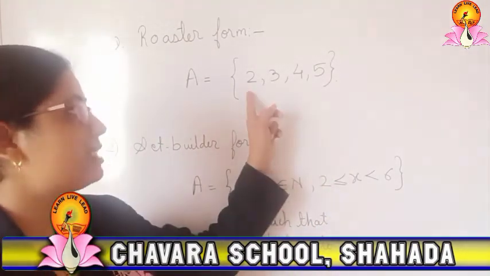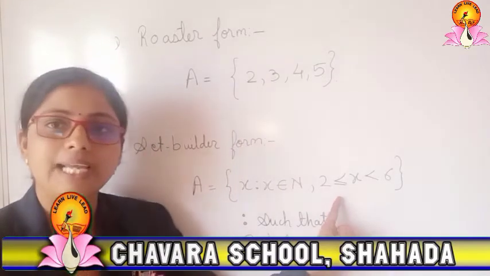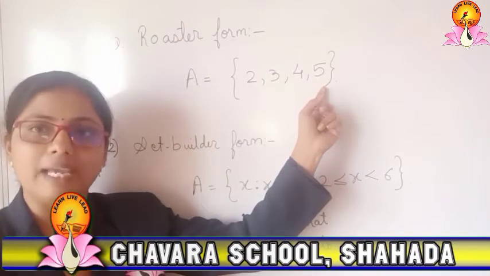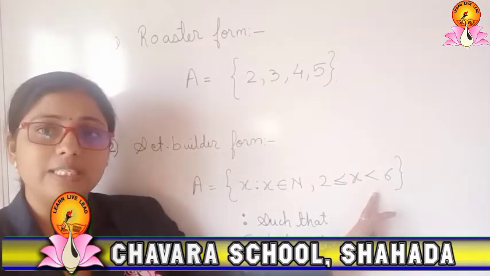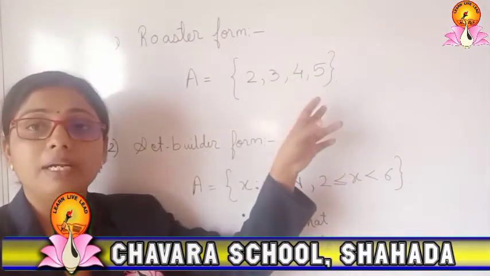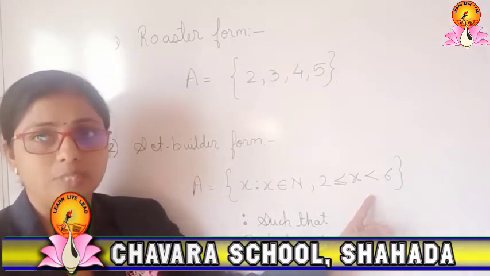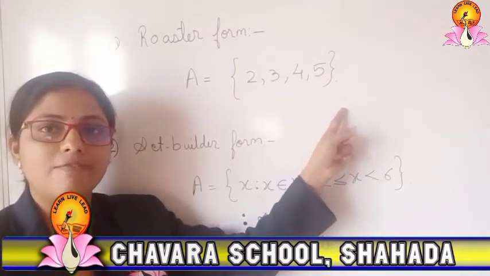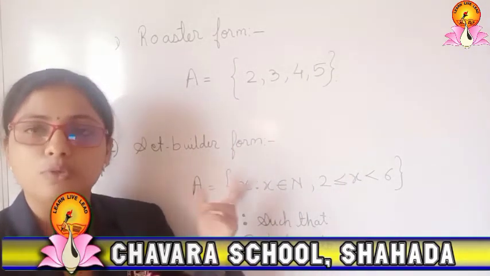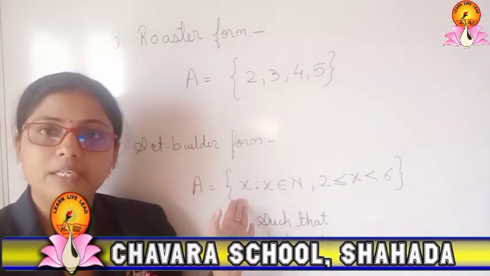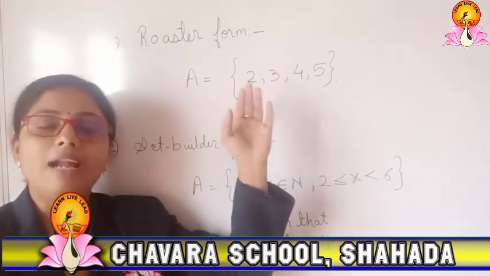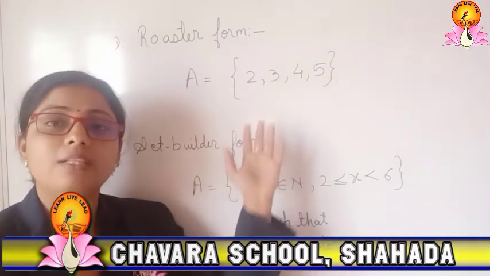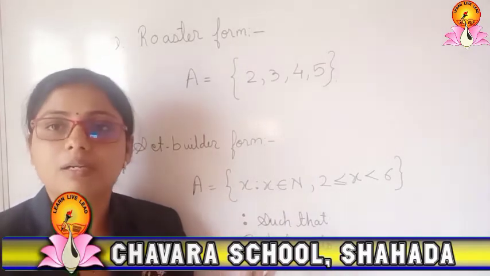The numbers will start from 2 because the greater than or equal to sign is there, and it will be less than 6, so less than 6 means 5. If less than or equal to 6 was there, then 6 would also be included. But here the equal to sign is not given, that is why less than 6. So 2, 3, 4 and 5. It is written in the tabular or roster form. So from set builder form we can convert into tabular form, and from tabular form you can convert into set builder form. These are the two forms of the sets.